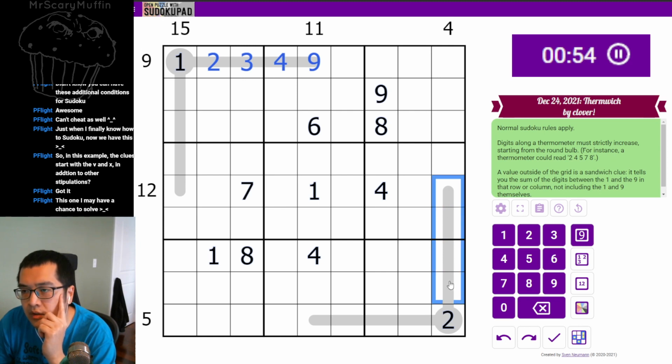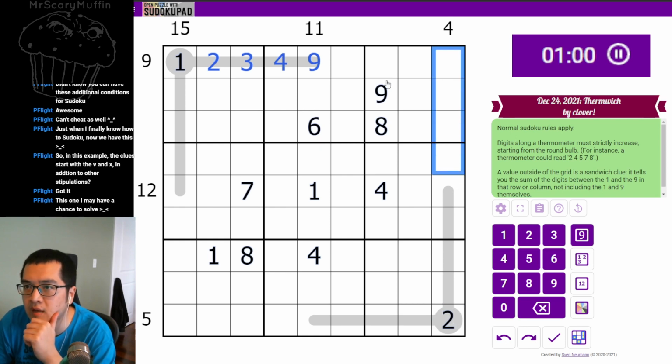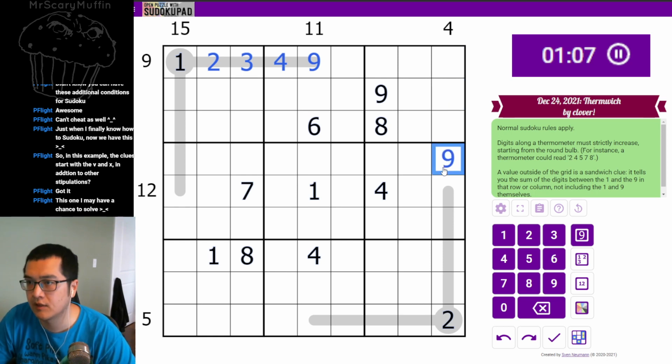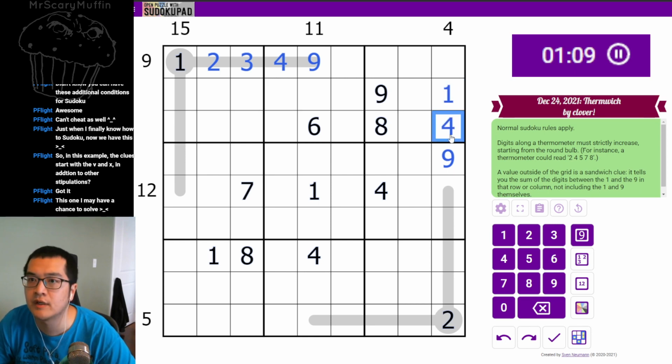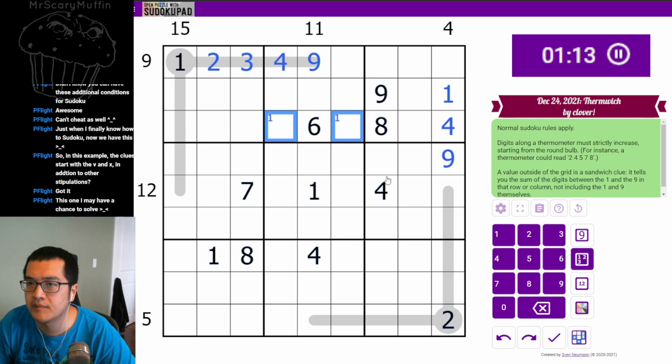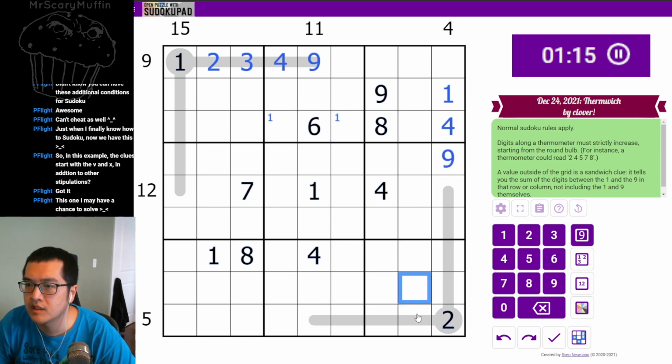So we can't put a 1 anywhere along this line because there's a 2 there. So the 1 has to be somewhere here. It can't be in that one. It has to be somewhere here. If the 1 is here, then the 9 would have to be here. So that's impossible. The 9 has to be outside. And there's a 1 here, and that's a 4 here. There's got to be a 1 in here somewhere. There's got to be a 4 in here somewhere.